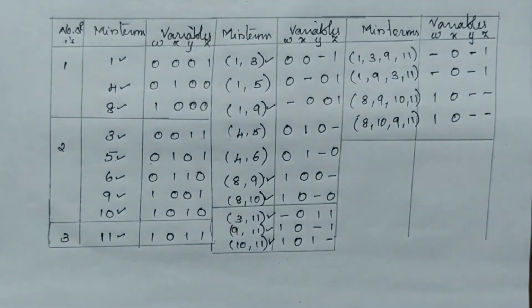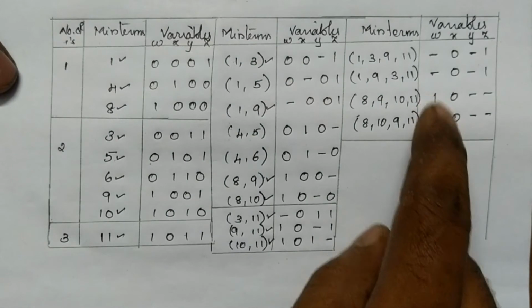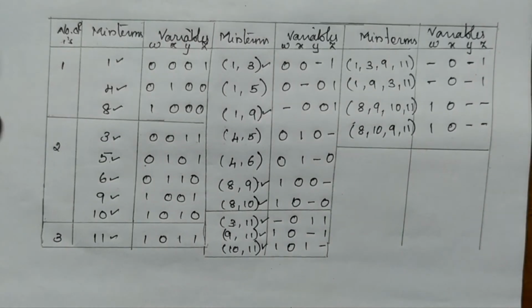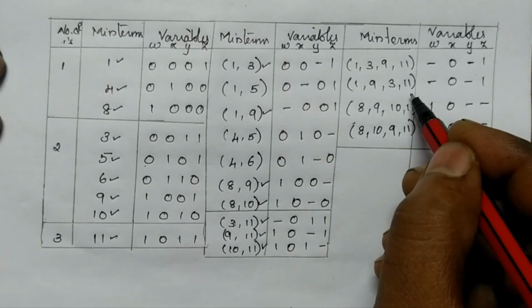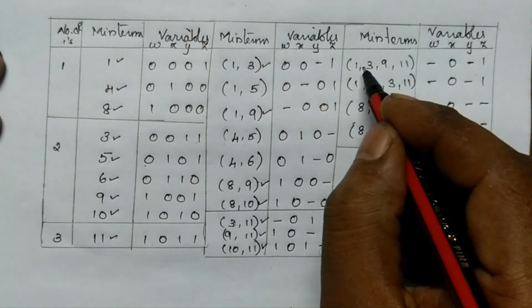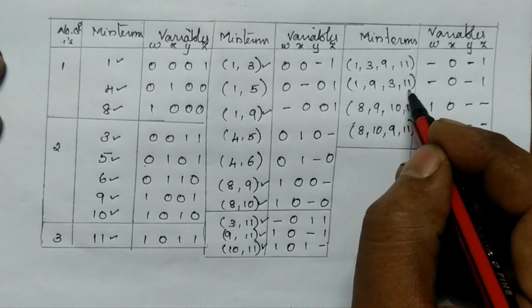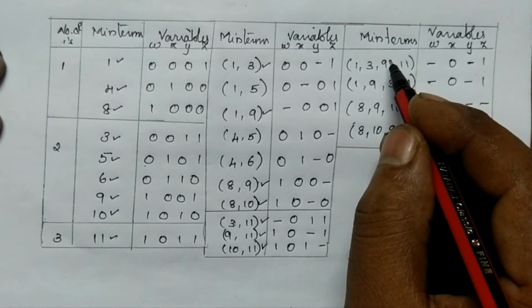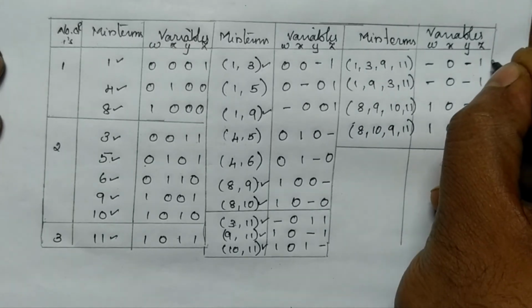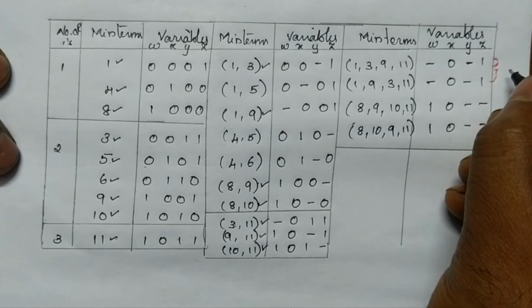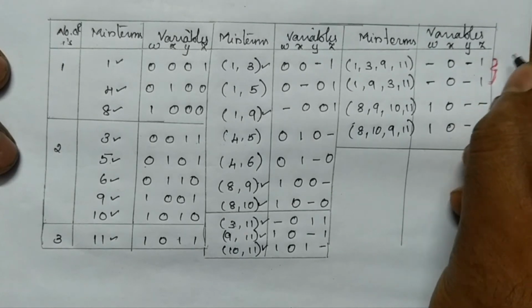So these are the possibilities. Hereafter it's not possible to group, because we are finally having only one group. And now we need to find the prime implicants. Here there is no tick mark, and the minterms are the same: 1 3 9 11 and 1 9 3 11. Both are the same minterms, therefore these two are grouped. These two are the same terms.